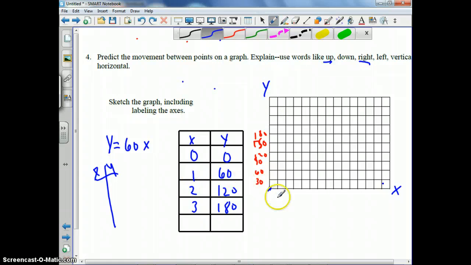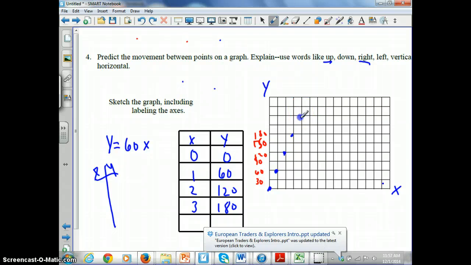All right, so 1 and 60. Over 1, up how many? 60. So right there. What's the next point? 2 and how many? 120. So right there. So it looks like the dots are going to be sort of like this. You see the pattern? Up 60 over 1 every time.